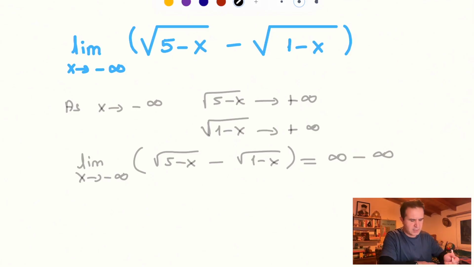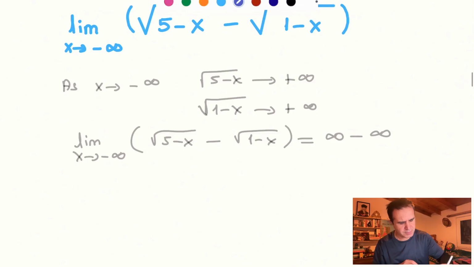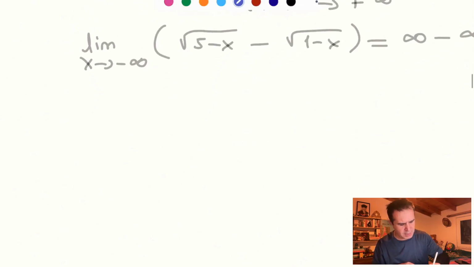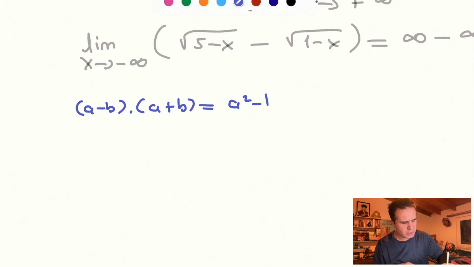When we have a square root, multiplying by the conjugate often removes this indeterminate form. And here we use the identity for the difference of squares. We know that a minus b multiplied by a plus b is equal to a squared minus b squared.